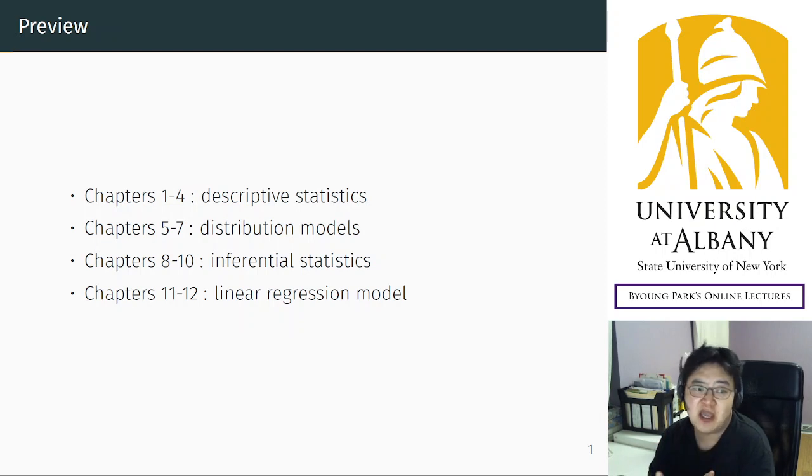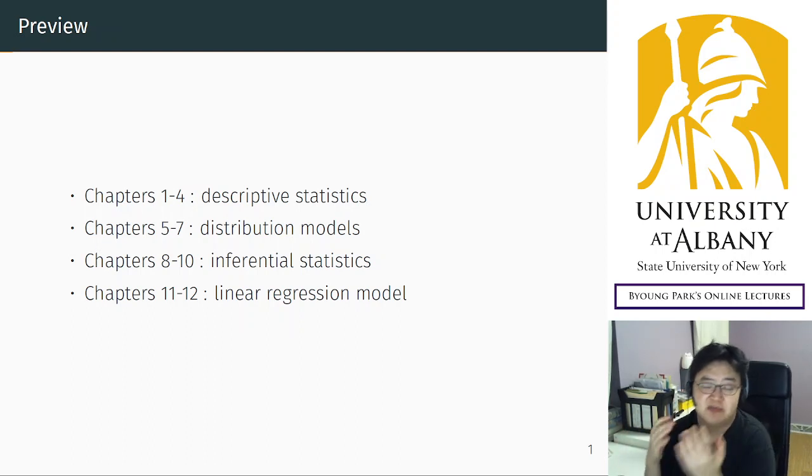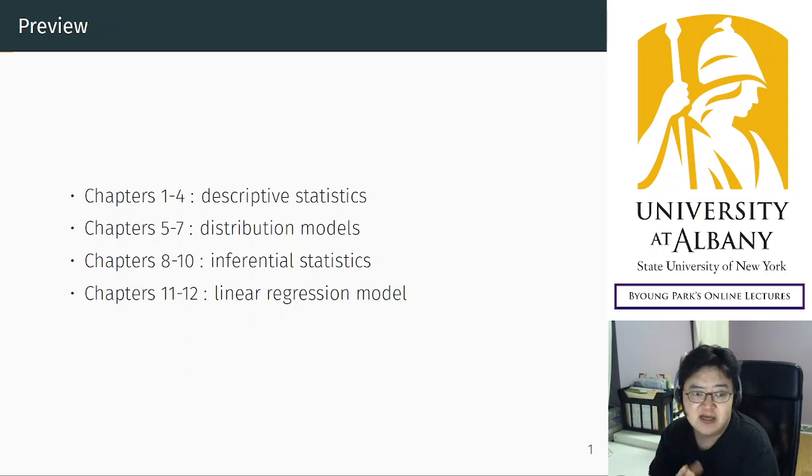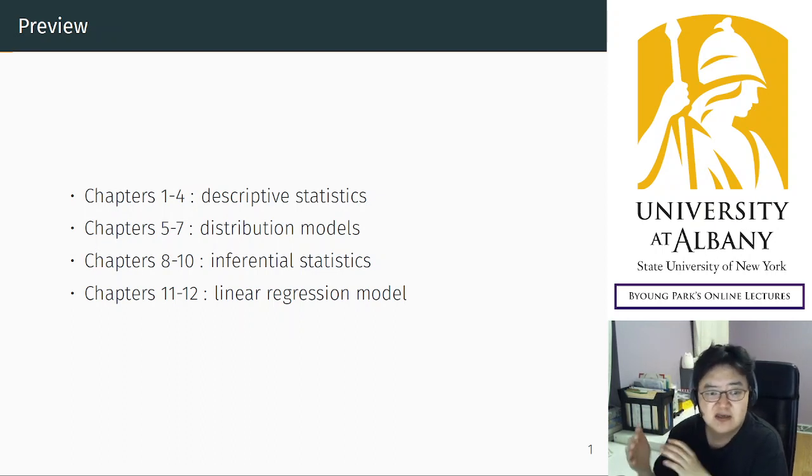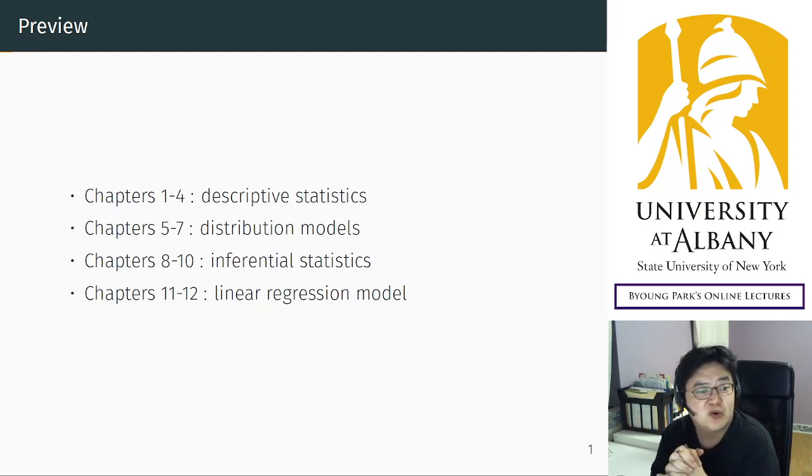From chapter 8 to 10, we learn inferential statistics. It is about statistical inference. You'd like to estimate something from the data, or test your belief and things like that. Chapters 8, 9, 10 are the main chapters of this course, main chapters of any introductory statistics course.